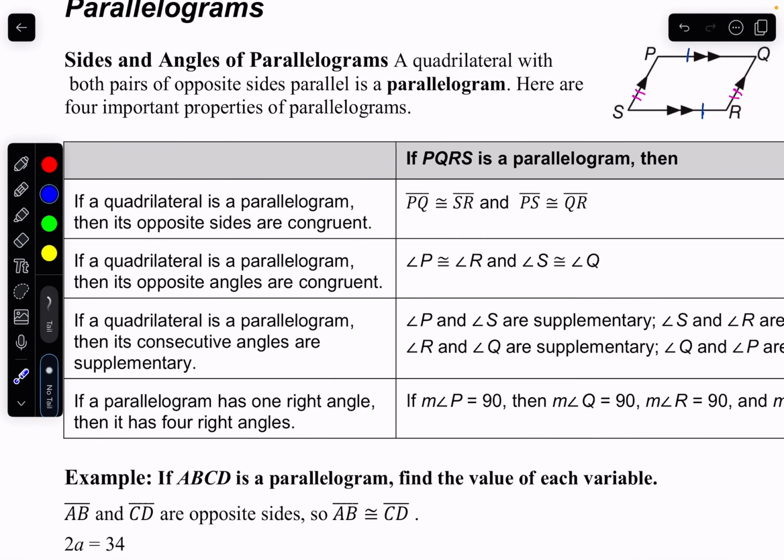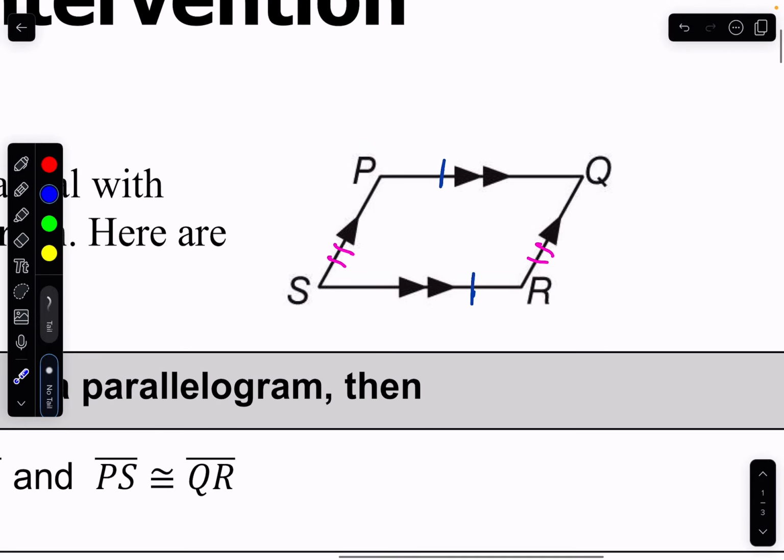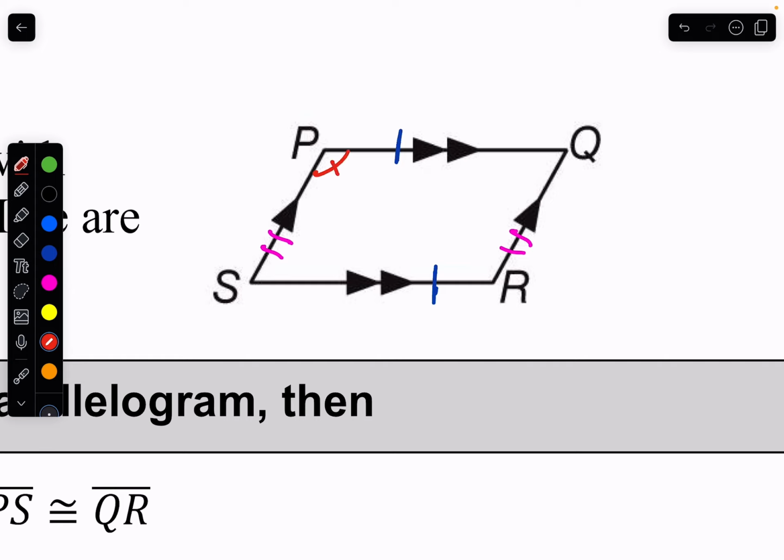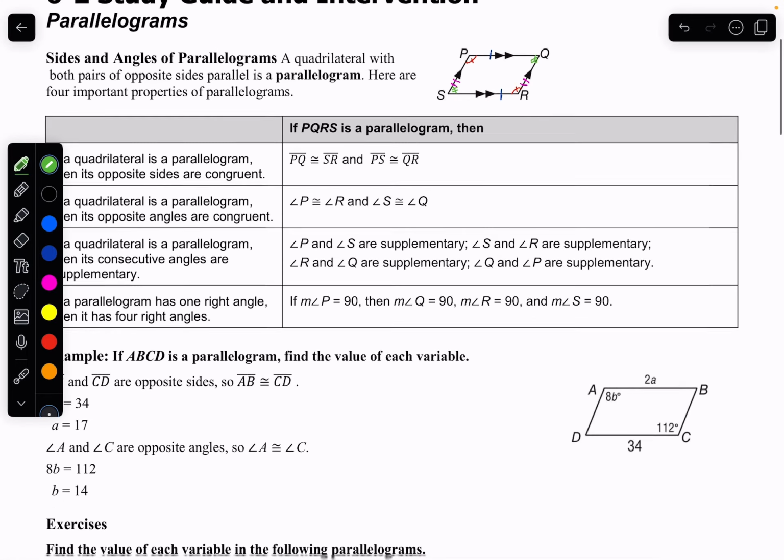Okay, next property. If a quadrilateral is a parallelogram, then its opposite angles are congruent. So angle P is congruent to angle R, angle S is congruent to angle Q. So what we see over here is that angle P is congruent to angle R, and then we say angle S is congruent to angle Q. Okay, so those are the properties that we have.